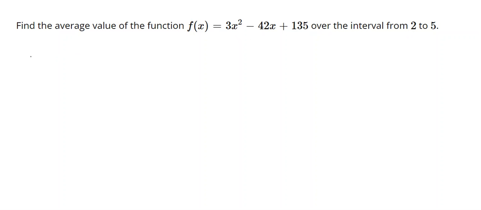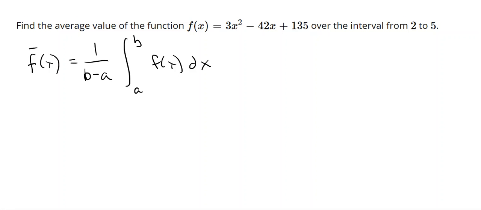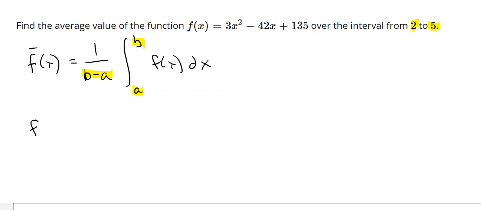So the formula for average value is f bar of x, meaning average value, is equal to 1 over b minus a times the integral from a to b of f of x dx. And we already know what a and b are. This is our a and b, and so those go here and they go here. So doing the problem would look something like this.